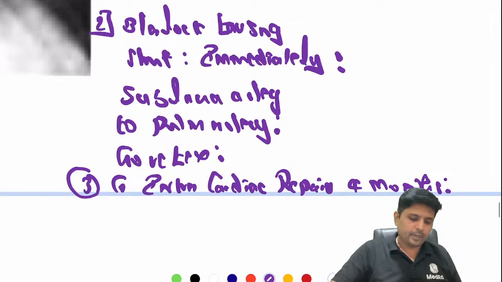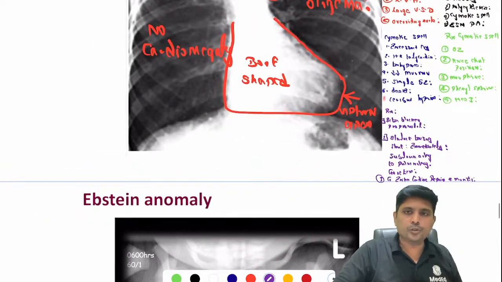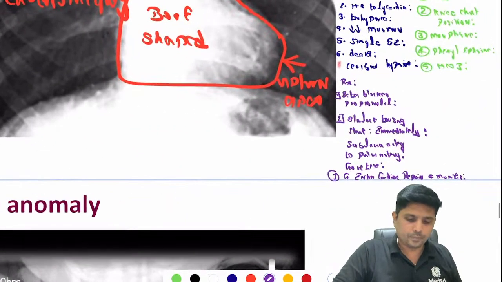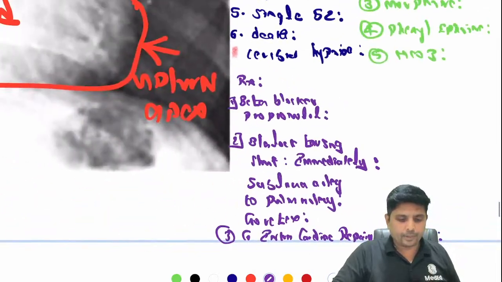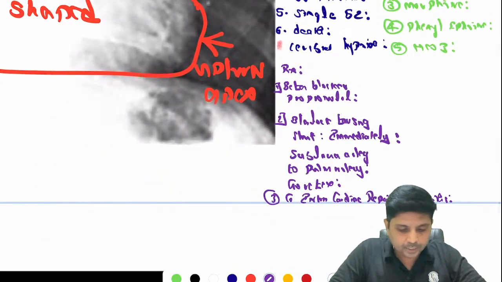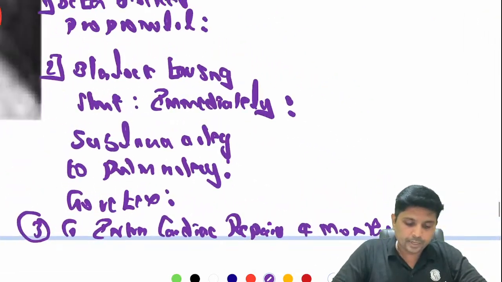This is usually done at 4 months. Intracardiac repair. So, what are all the other complications of tetralogy of Fallot?